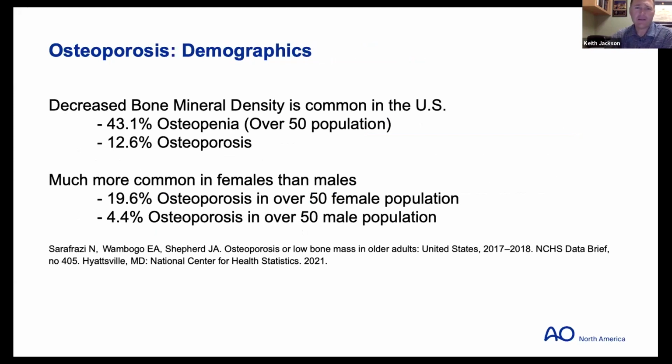Looking into the demographics, decreased bone mineral density is quite common in the United States population, particularly as we age. 43.1% of the U.S. population over the age of 50 has a diagnosis of osteopenia, and 12.6% of those have osteoporosis. It's much more common in females as well, particularly white and Asian females. 19.6% of females over the age of 50 in America have osteoporosis compared to 4.4% of the male over the age of 50 population, according to the World Health Organization.